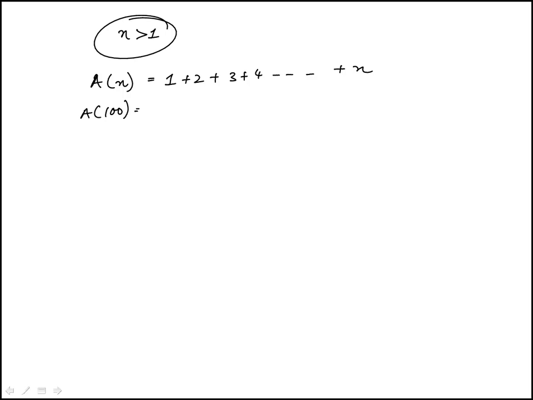So here we're told that for each integer n greater than 1, we have this function a of n, which is the sum of integers from 1 through n. For example, they tell us that a of 100 is 1 plus 2 plus 3 all the way to 100, and that's equal to 5050. They want to know what is the value of a of 200.